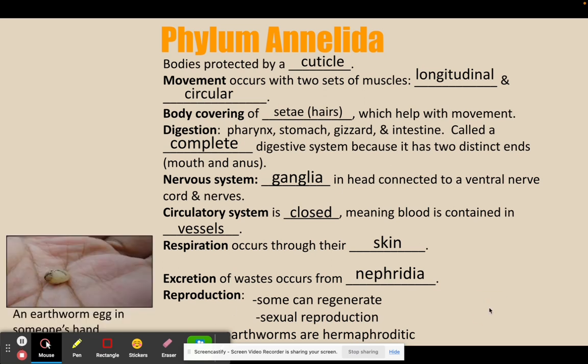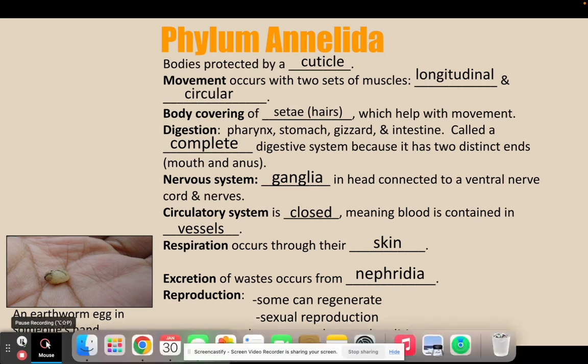Just one picture that I did want to share with you is an earthworm egg in someone's hand, and you can see the size of how small they start off before they become the long organisms that are critical to many ecosystems.